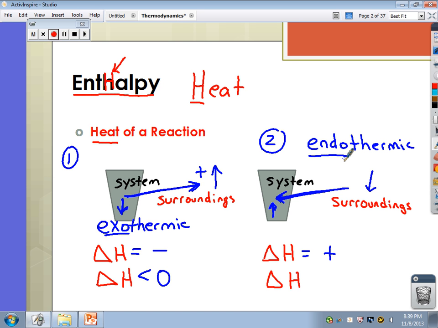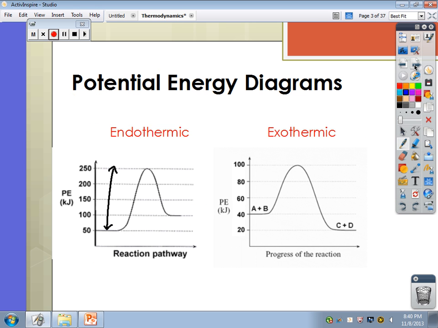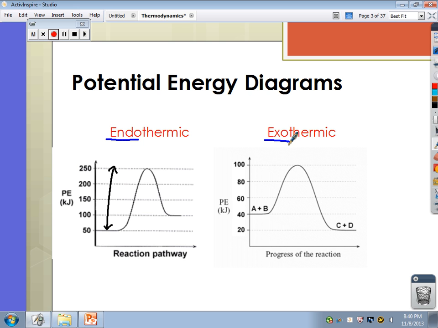And so therefore, delta H in this case is greater than 0, because positive numbers are greater than 0. You need to get that in your head, and we'll look at a graph in a second here, a potential energy diagram, to help you out even more. So, endothermic and exothermic. This black arrow in this endothermic graph has a special name. It's called activation energy. And you know that from before. If you don't, now you remember it.